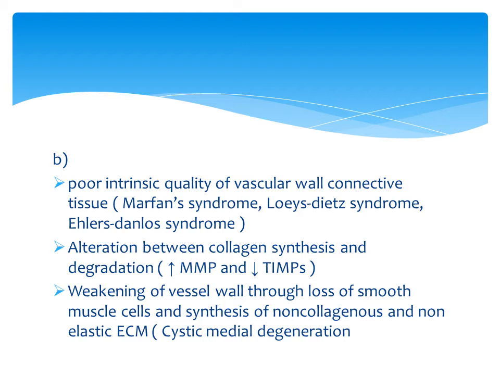The second cause is an alteration between collagen synthesis and degradation, where the extracellular matrix components are degraded with the help of matrix metalloproteinases. These are enzymes. Whenever their concentration is increased, the components of the extracellular matrix, that are collagen, elastin, and proteoglycans, are destroyed, and whenever the inhibitors of these matrix metalloproteinases are decreased, there will be weakening of the vessel wall. And the third cause is weakening of the vessel wall through the loss of smooth muscle cells and the synthesis of non-collagenous and non-elastic extracellular matrix, that is cystic medial degeneration.